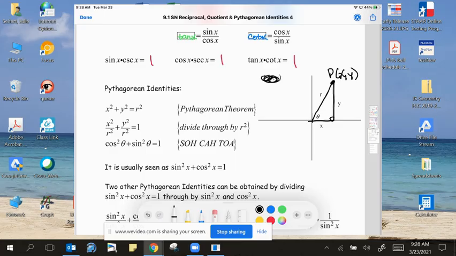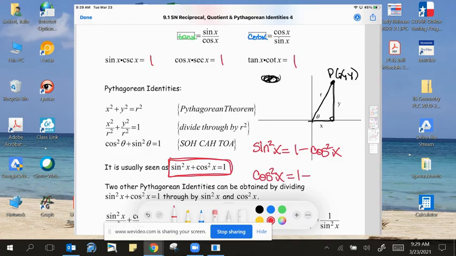If we divide by r squared, you see what we get in that second step. Then remember that x over r is the ratio for cosine. So x squared over r squared is cosine squared x. Y over r is the ratio for sine. So y squared over r squared is sine squared theta, and that's equal to 1. So this identity here becomes really, really important. Sine squared x plus cosine squared x is equal to 1. Now, you may need this solved for one function or the other. So if we needed sine squared x, it is 1 minus cosine squared x. Also, we can solve this for cosine squared x. Cosine squared x is 1 minus sine squared x. So these other rules come from that basic Pythagorean identity.